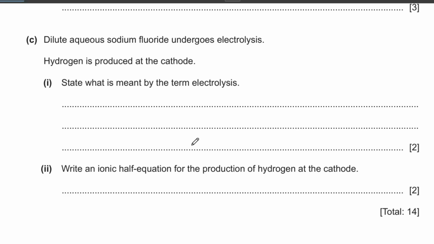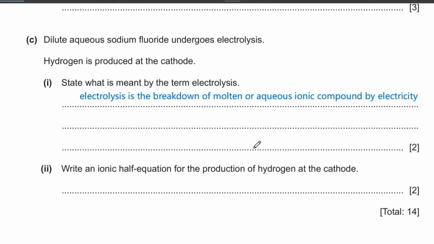Next question. Dilute aqueous sodium fluoride undergoes electrolysis. Hydrogen is produced at the cathode. State what is meant by the term electrolysis. Simple definition of electrolysis is the breakdown of molten or aqueous ionic compound by electricity. It's important you mention molten or aqueous ionic compound. Don't just say ionic compound by electricity because the ionic compound must either be molten or aqueous.